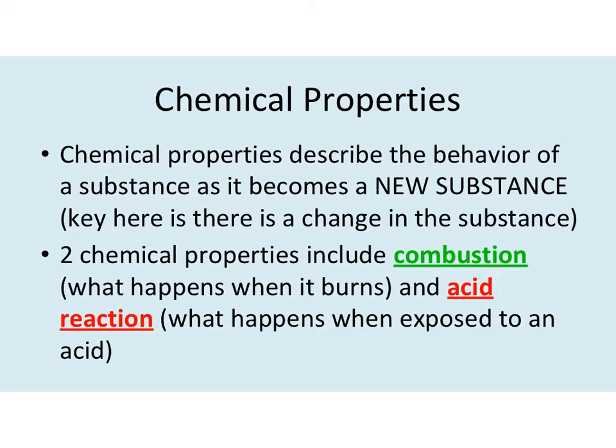Chemical properties describe the behavior of a substance as it becomes a new substance. This is when you take your substance and start adding it to other things. I'm going to add it to an acid and see what happens, add it to water and see what happens, add it to oxygen and see what happens. Two chemical properties that are often included are: is it combustible, does it react with fire? And does it react with an acid? If you pour an acid on it, what happens to it? Today, when we say does it react, we'll be able to explain how you know whether it's reacting or not.